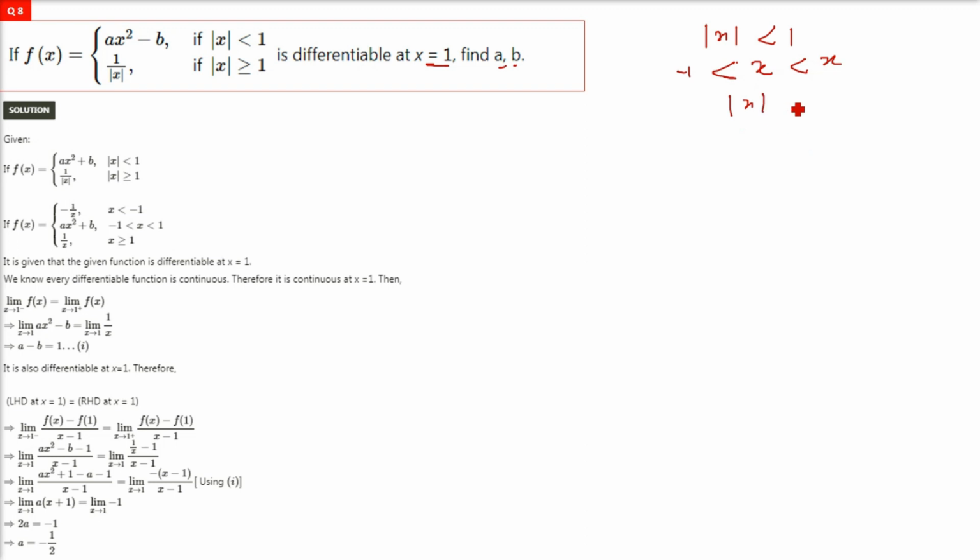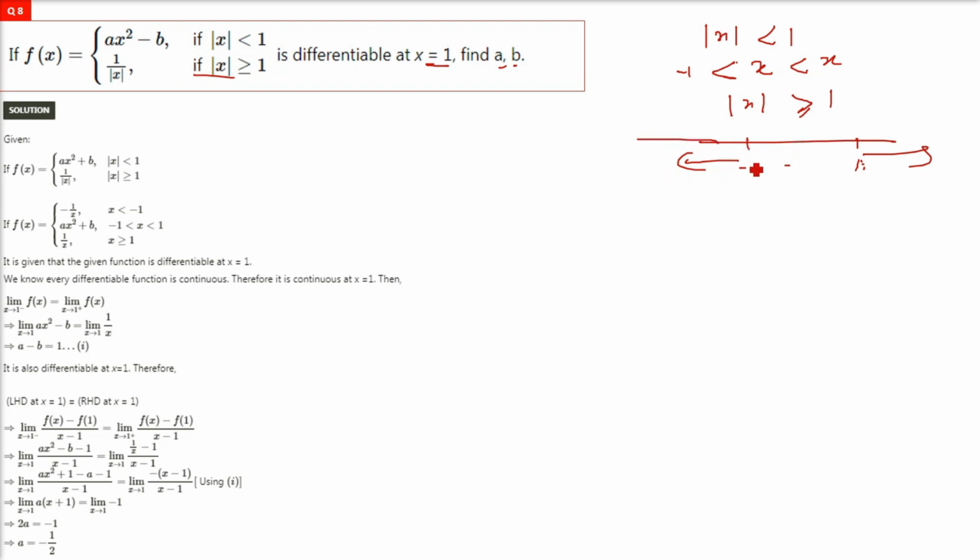When you have mod x greater than or equal to 1. See, mod x less than 1 means it is between minus 1 and 1. But mod x greater than or equal to 1 means you are not between minus 1 and 1. Okay? Mod x greater than or equal to 1 means you are not counting anything between minus 1 and 1. But mod x less than 1 means you are counting values between minus 1 and 1.